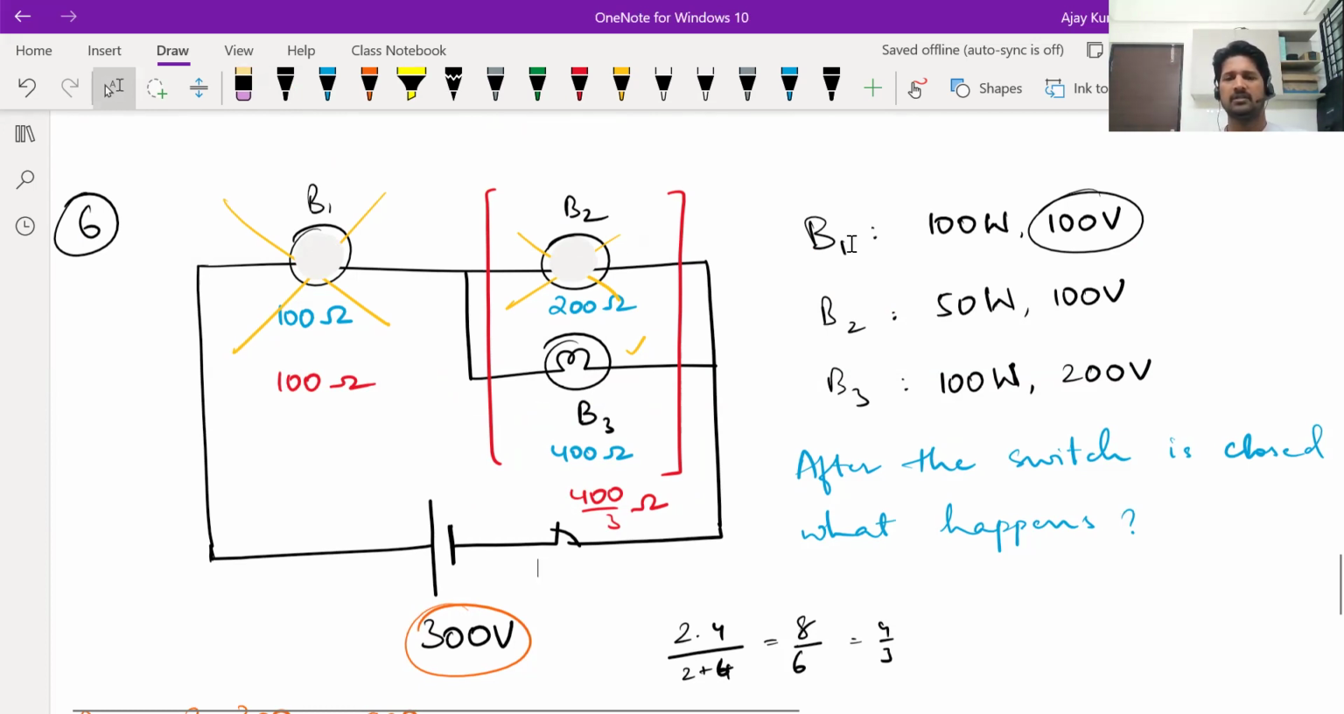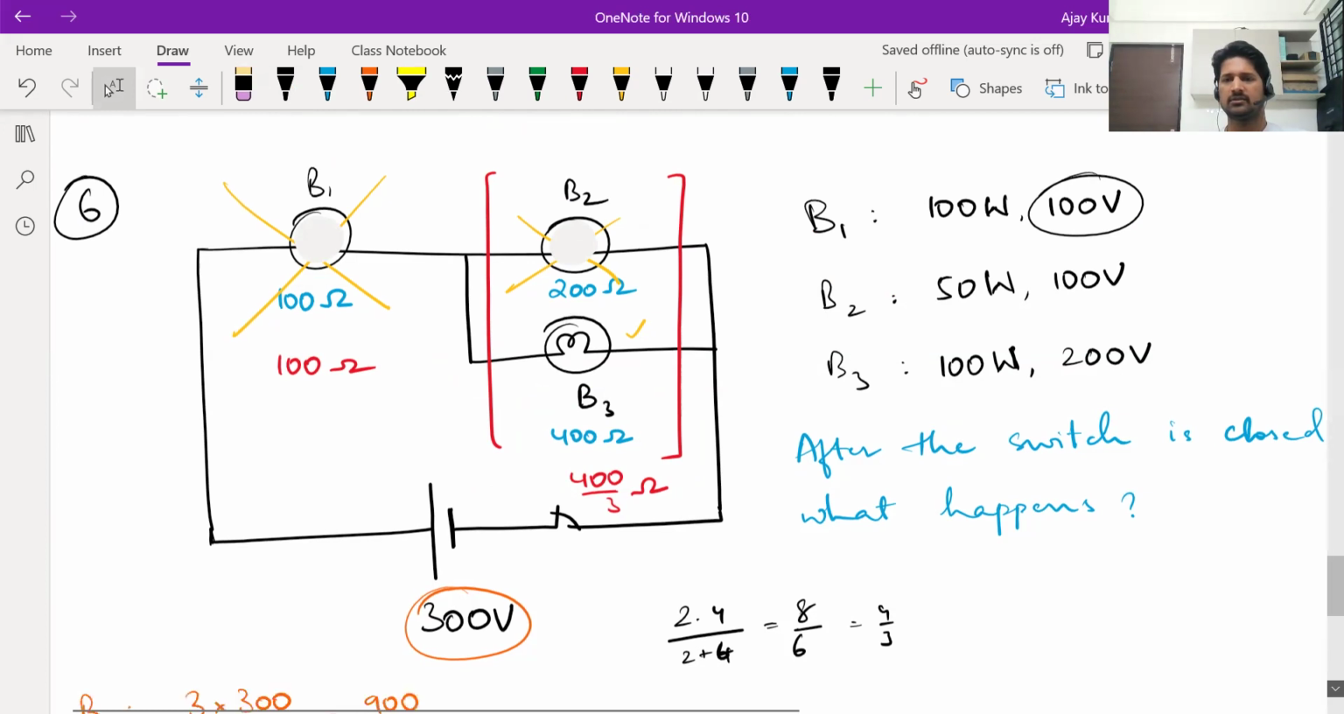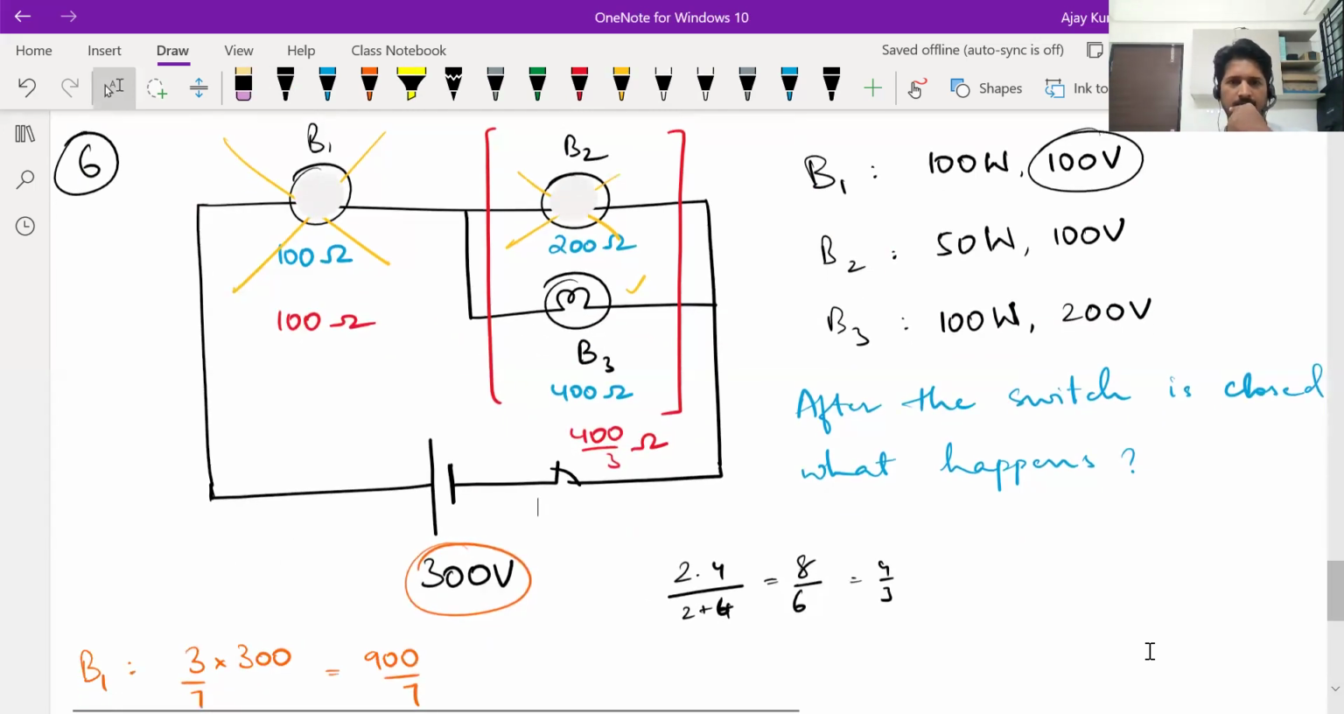Okay, is this clear? Any questions in this? Questions or doubts? So once the B1 gets fused, will the B2 glow?